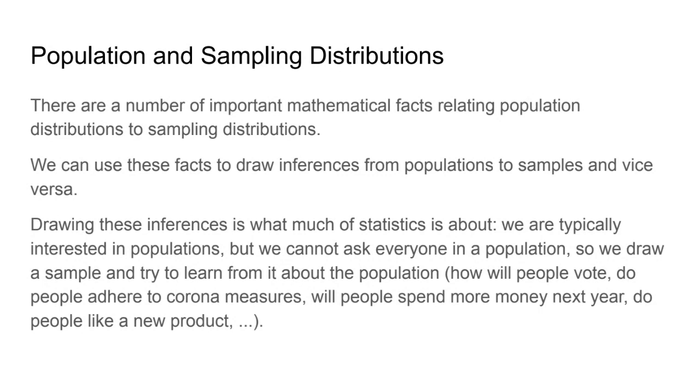More specifically, you might be interested in how people are going to vote in the next election. Do people tend to adhere to specific corona measures? Will people spend more money next year? Do people like a new product you would like to launch, or something like this, right? And you want to know this for the whole population. You want to know how everyone votes, not just 10 or 20 people, but you cannot ask everyone. So you ask the people in a sample and then you make an inference from the sample to the population. And for these types of inferences, we need to know the mathematical facts that we are now about to discuss.